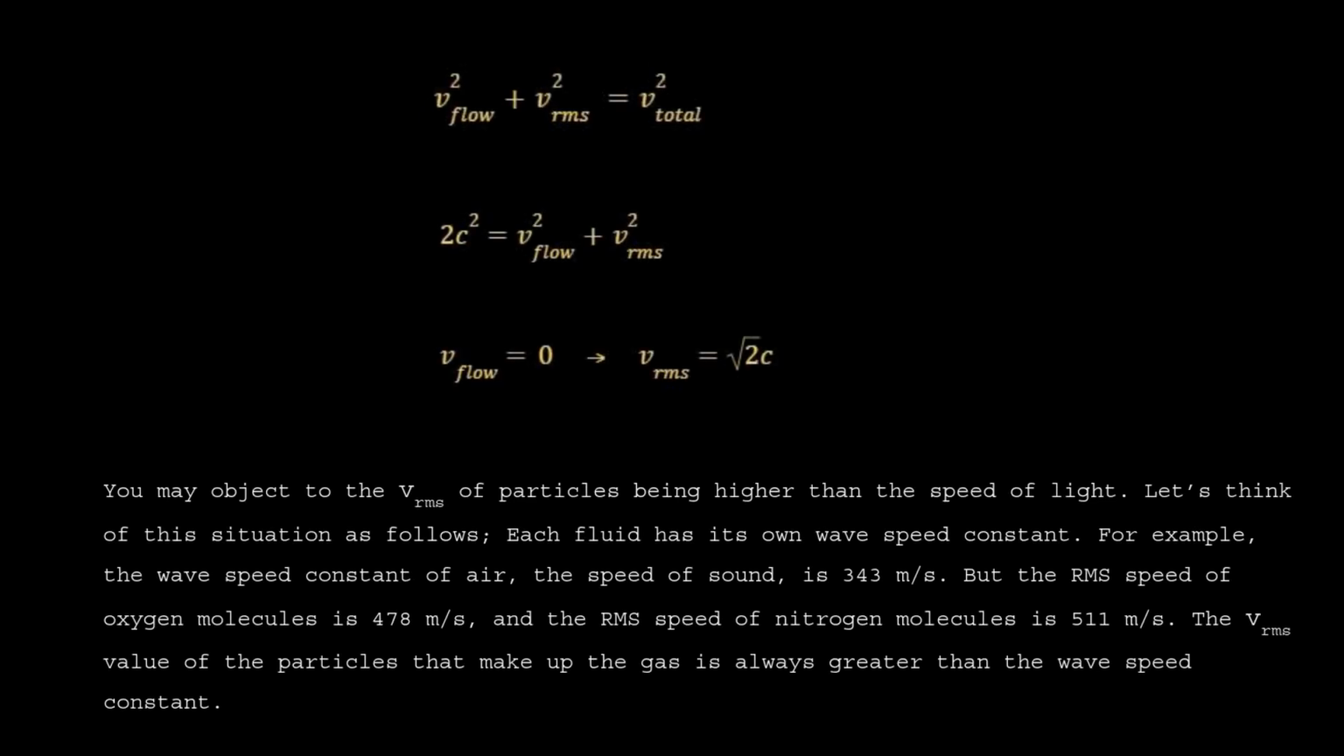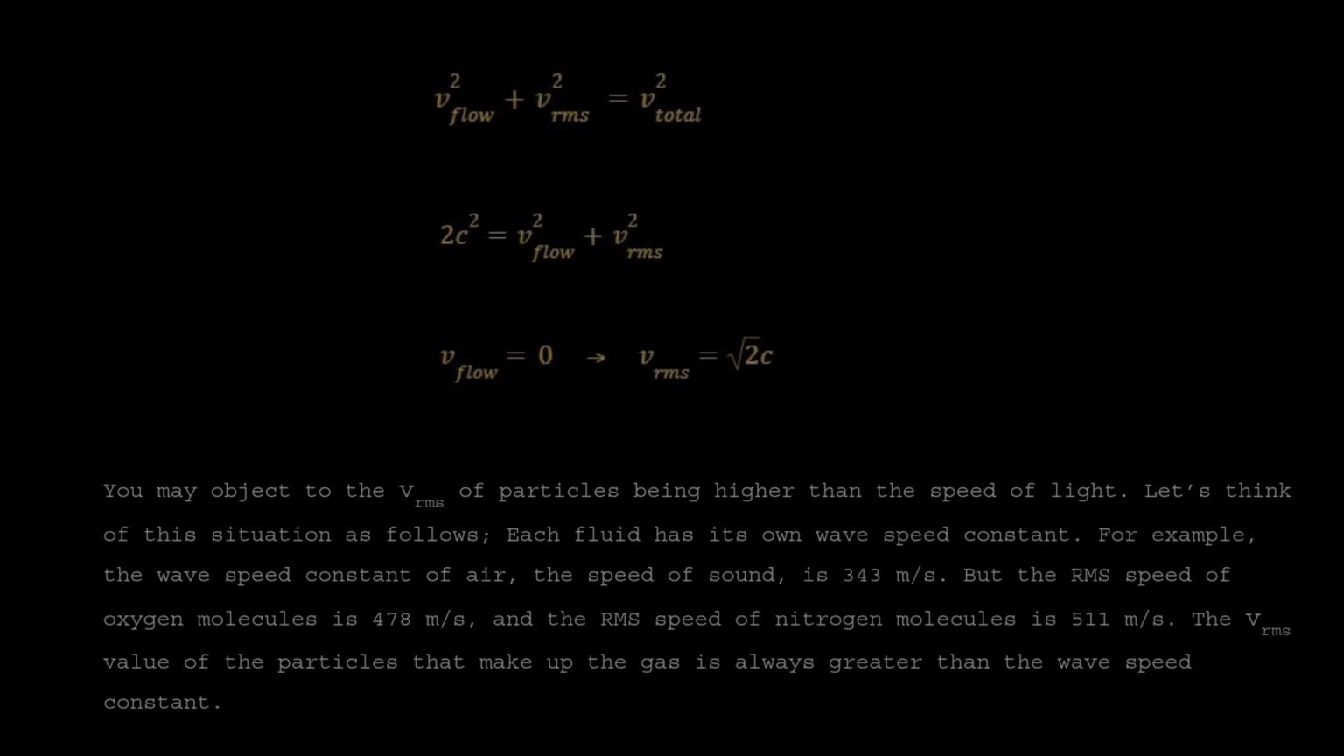You may object to the v RMS of particles being higher than the speed of light. Let's think of this situation as follows. Each fluid has its own wave speed constant. For example, the wave speed constant of air, the speed of sound, is 343 meters per second, but the RMS speed of oxygen molecules is 478 meters per second, and the RMS speed of nitrogen molecules is 511 meters per second. The v RMS value of the particles that make up the gas is always greater than the wave speed constant.